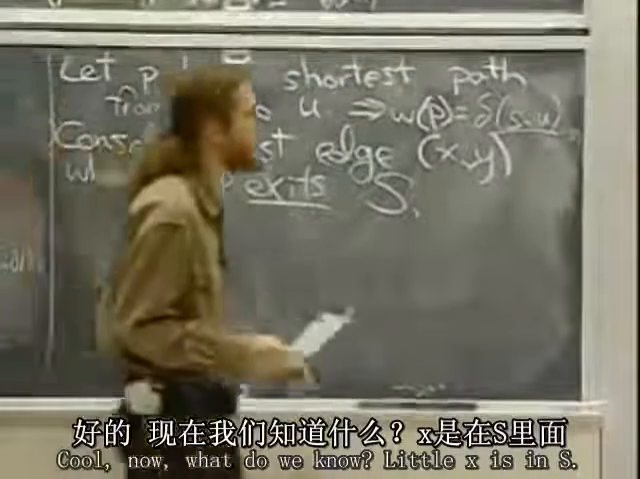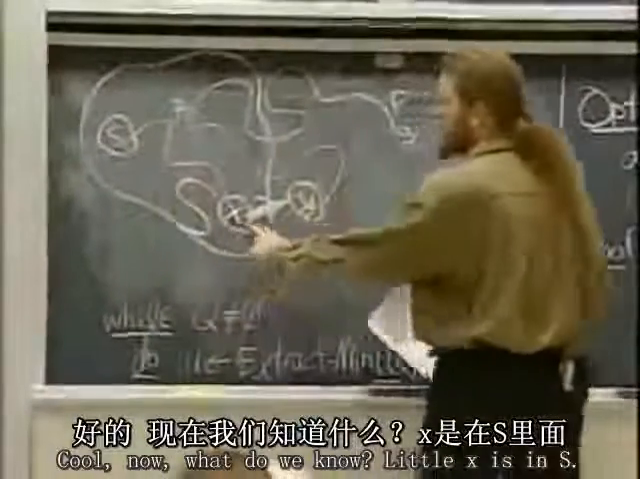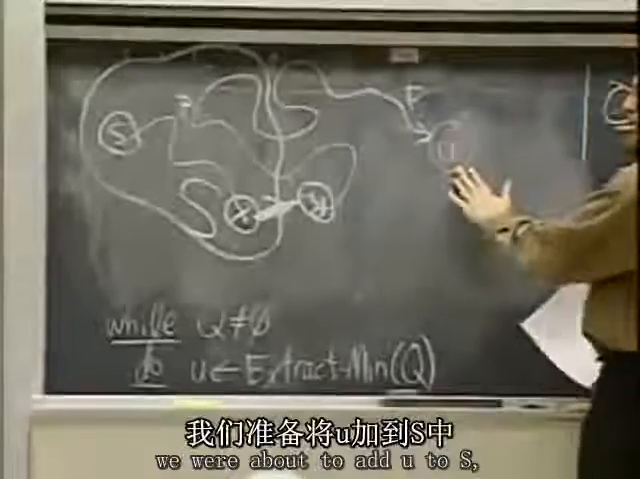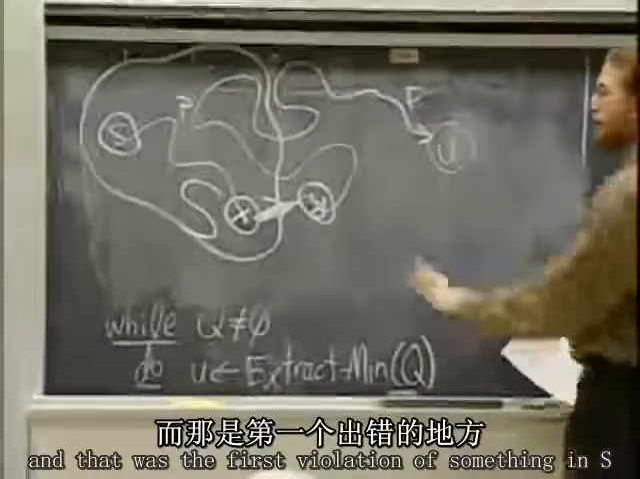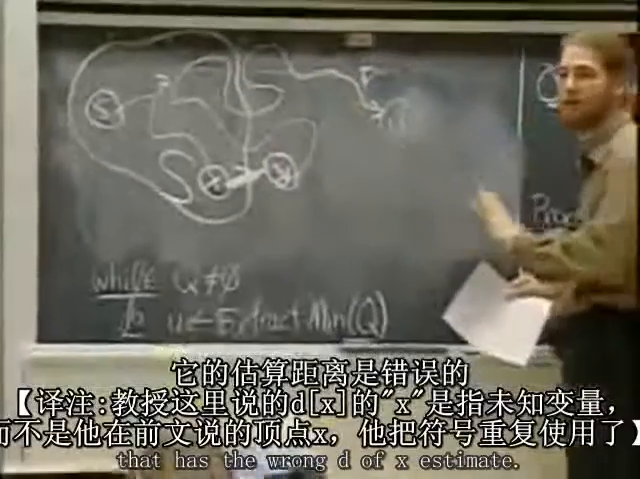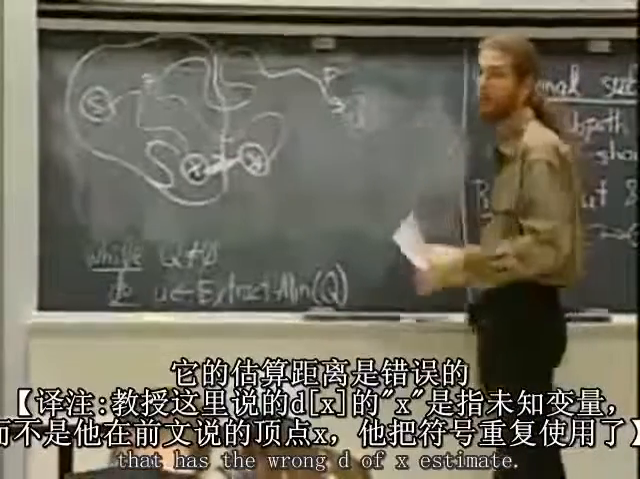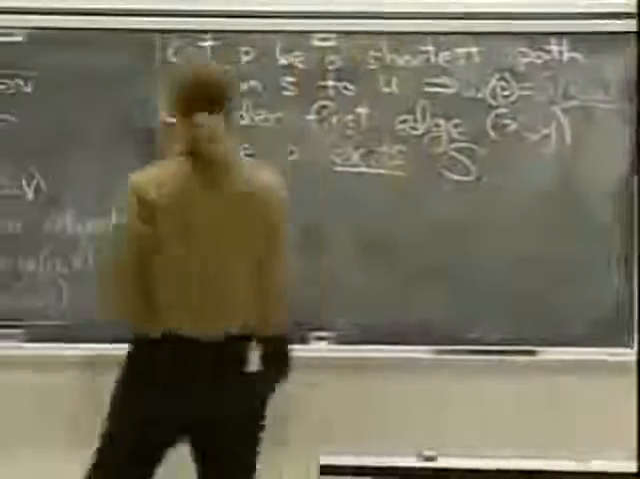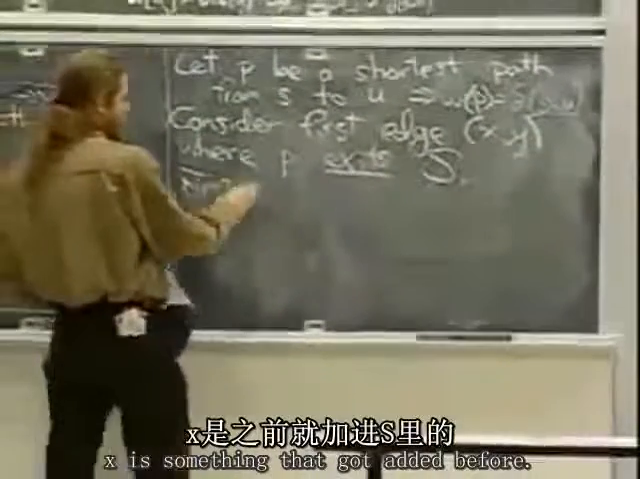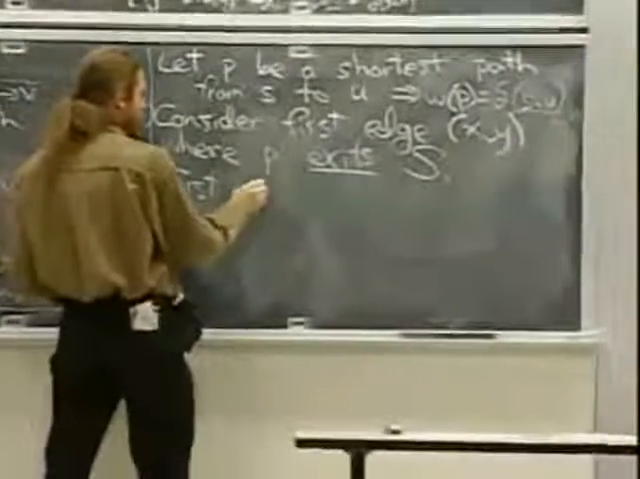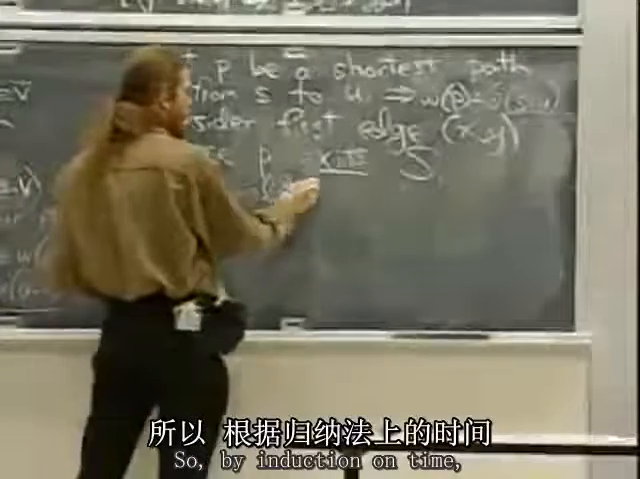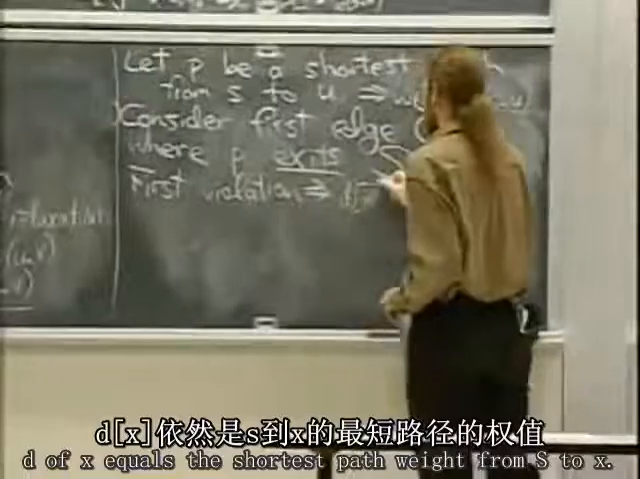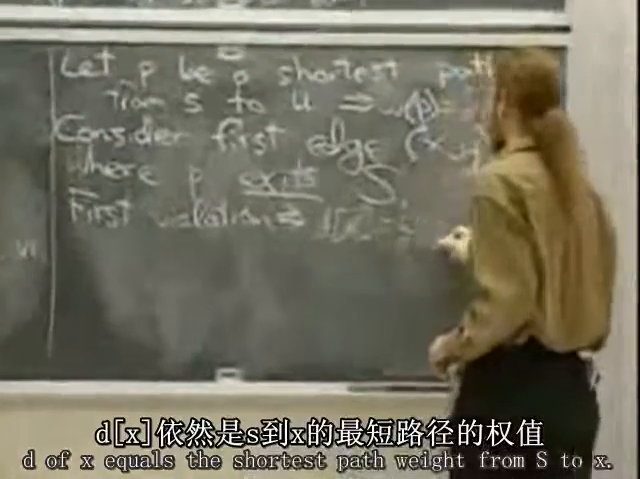Now, what do we know? Little x is in S, so it has the right answer. Because U, we were about to add U to S, and that was the first violation of something in S that has the wrong D of U, or D of X estimate. So D of X equals delta of S comma X. Because we were looking at the first violation, X is something that got added before. So by induction on time, or because we had the first violation, D of X equals the shortest path weight from S to X.